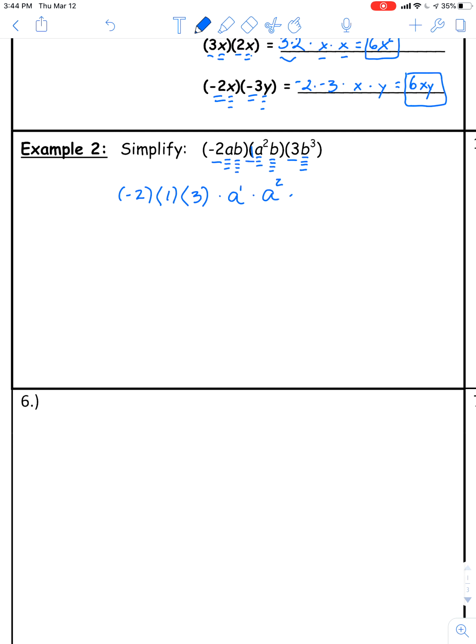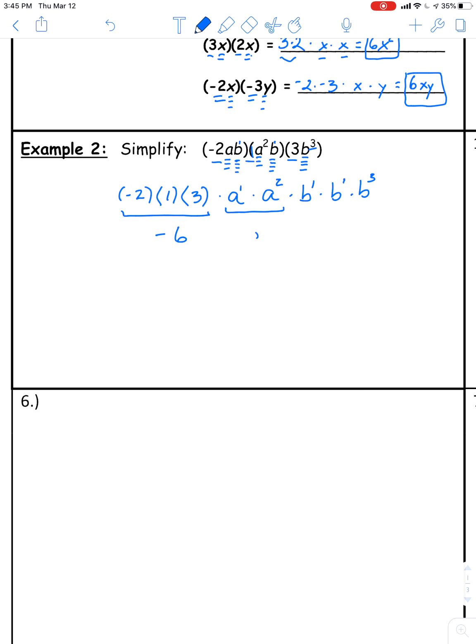And I've got b to the 1st power right here, right? That would be like having it to the 1st power. I have another b to the 1st power. And I have a b to the 3rd power right here. Okay, now below that, let's do some math here. So I have negative 2 times 1 times 3, which gives me a negative 6. Okay, that was our coefficients.